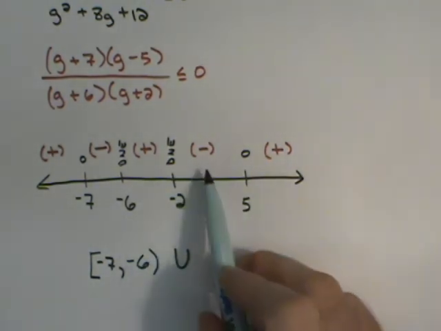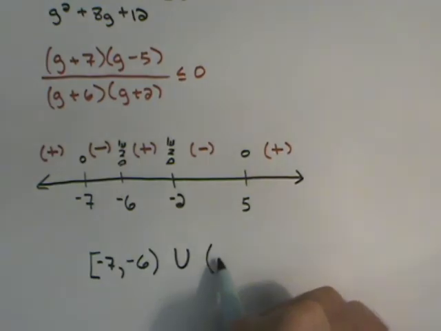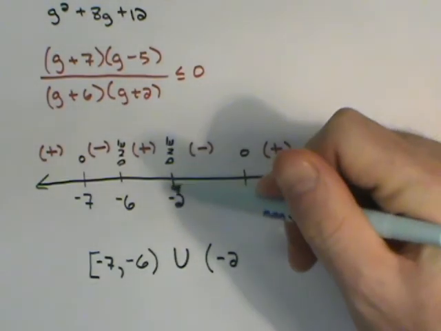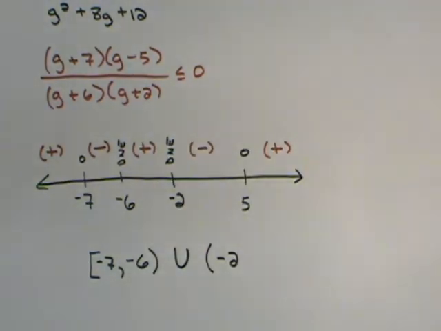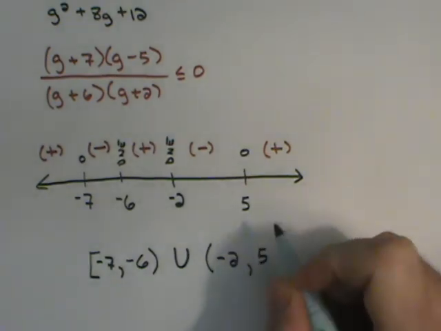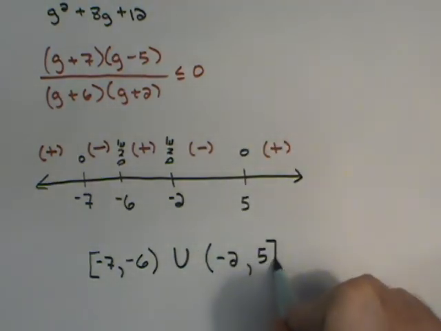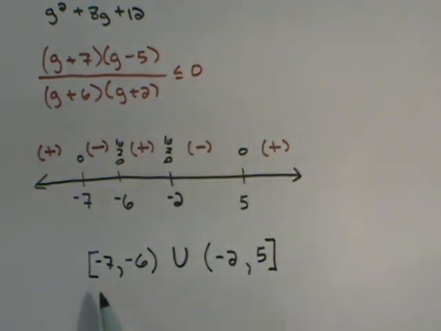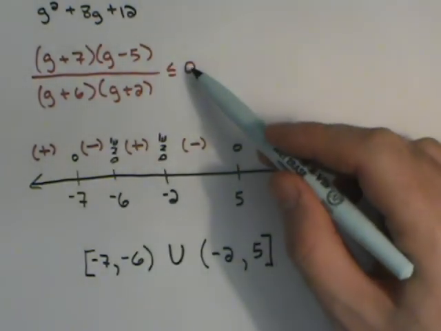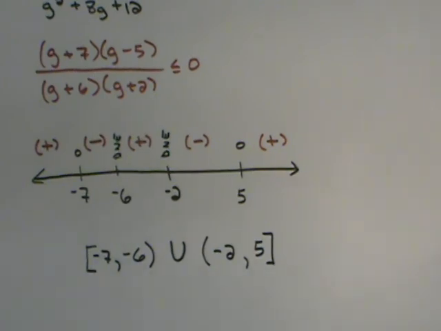Union, as I look to my next negative region, and I would do parenthesis for negative 2, because once again I cannot contain that asymptote. And then it would go all the way up to 5. Because I can contain the 5, it's equal to 0 at 5, I'll put my bracket. And that would be my interval notation for when this expression is negative or beneath the x-axis. Those would be how you do examples 1 and 2 from your test.